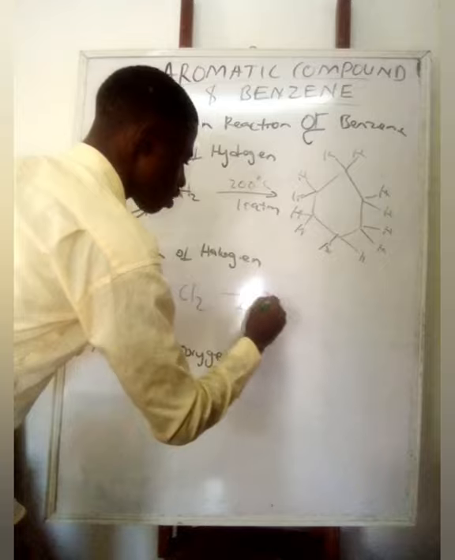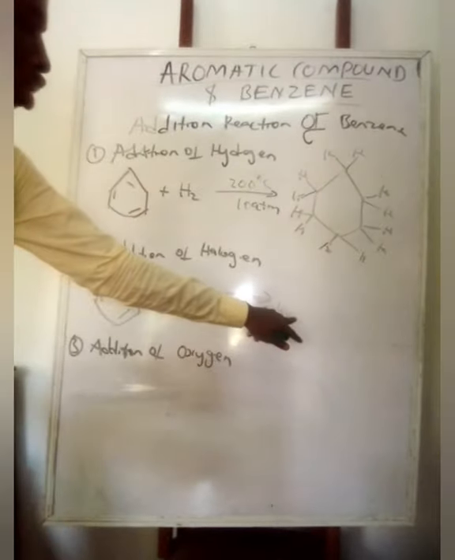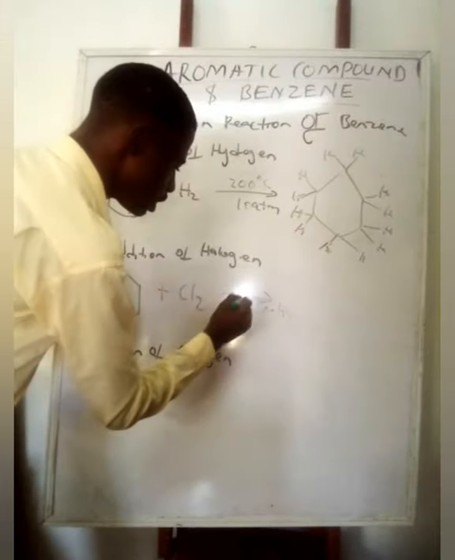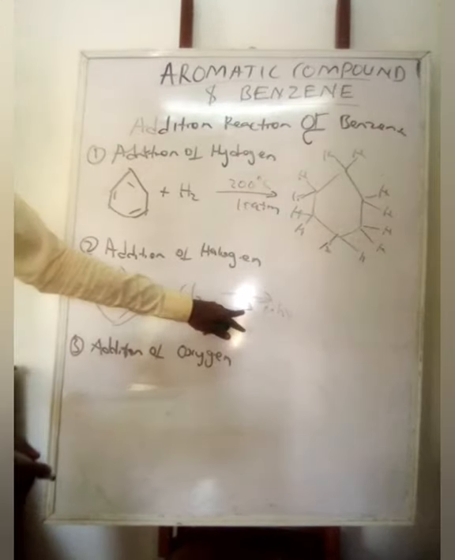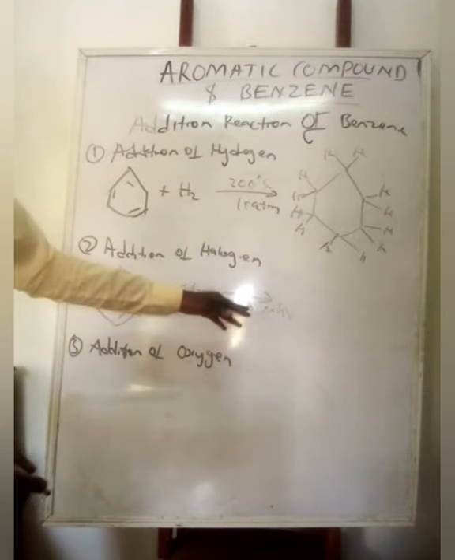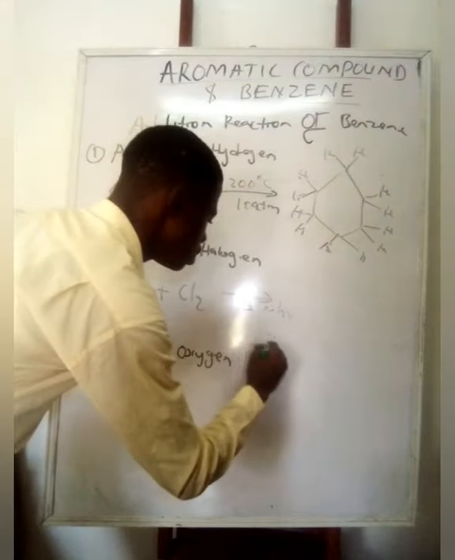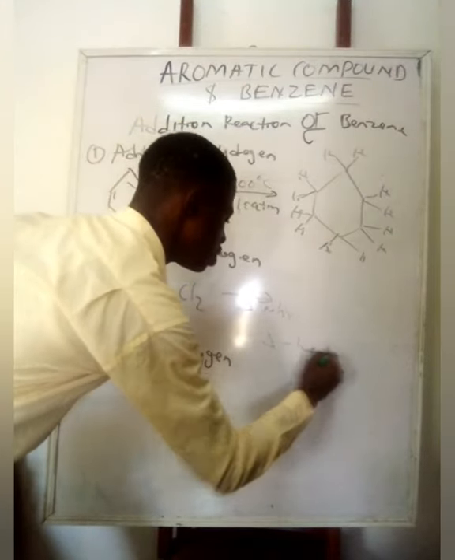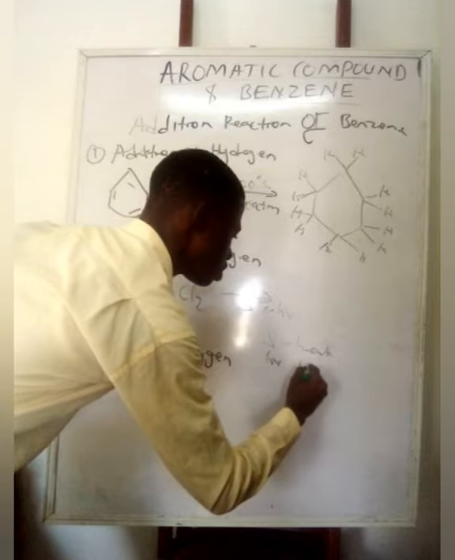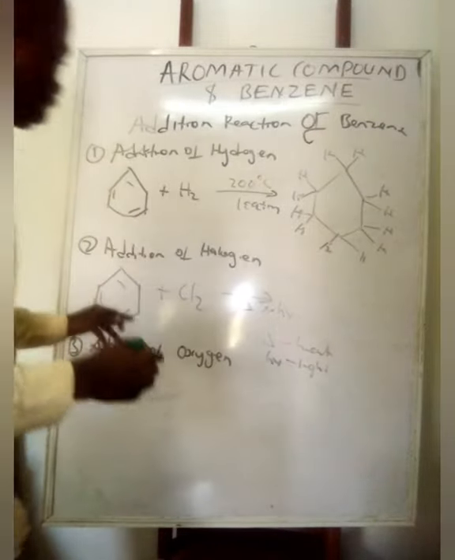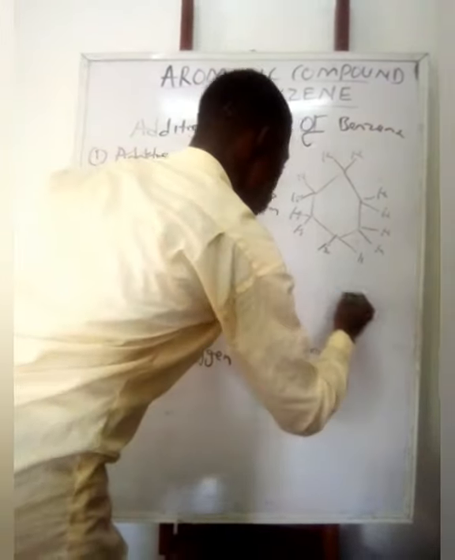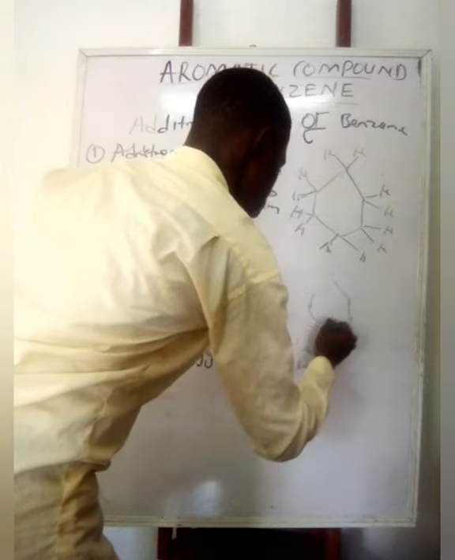This means heat or light. This delta symbol means application of heat, while this one means radiation of light. Then it's going to form this compound.